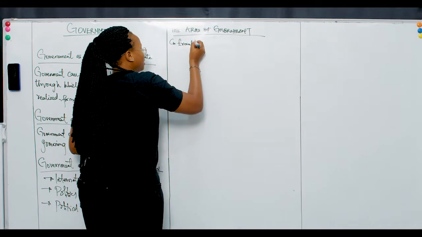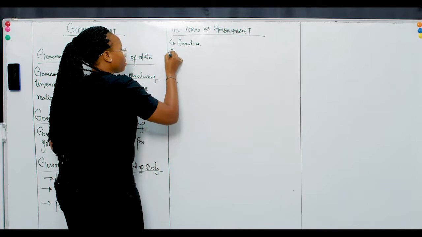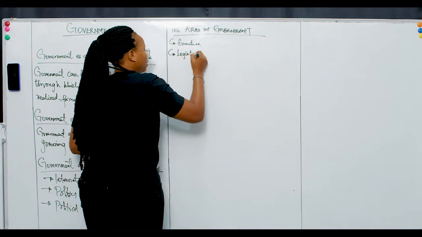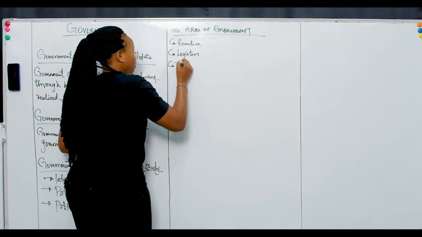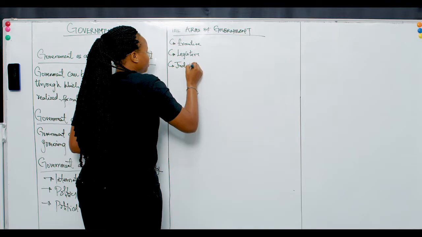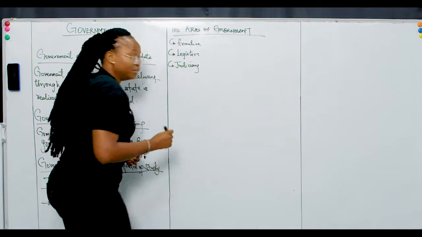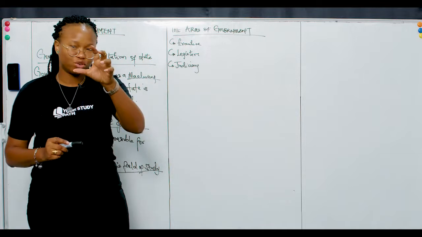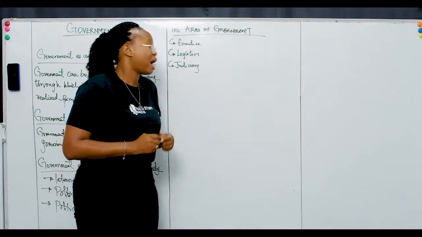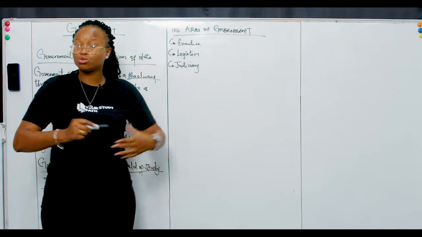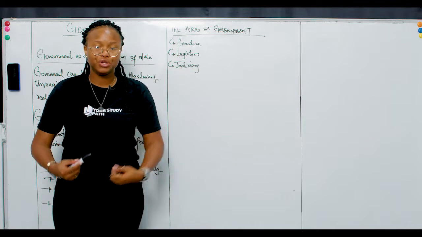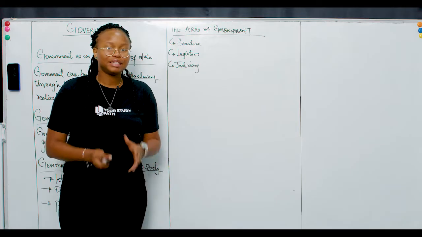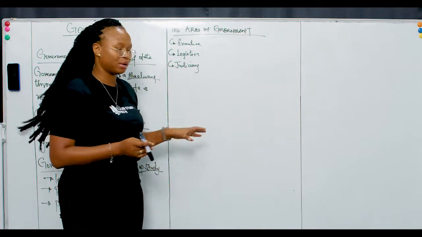We have the executive, we have the legislature, and then we have the judiciary. The roles of these various arms of government is usually defined or confined in the constitution of that state. However, the components and makeup also vary depending on the country we're in and how exactly they make up these various arms of government.